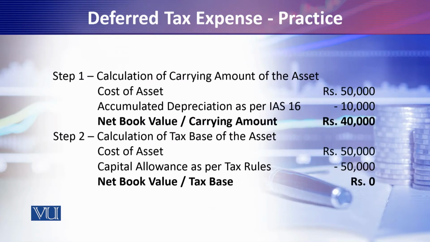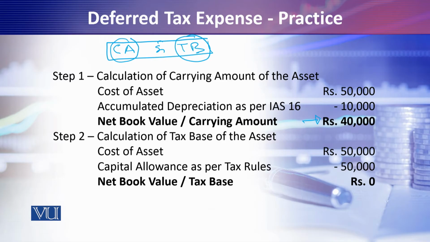Step 1, calculate the carrying amount of the asset. We know very well that when we calculate deferred tax expense, it is based on the difference between carrying amount and tax base. So we have to calculate the carrying amount of the asset and the tax base of the asset. Carrying amount of the asset is cost minus its accumulated depreciation, which is 10,000, and we get its carrying amount of 40,000.